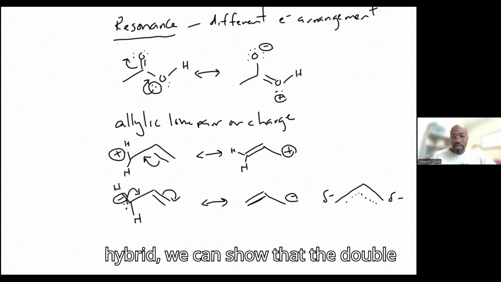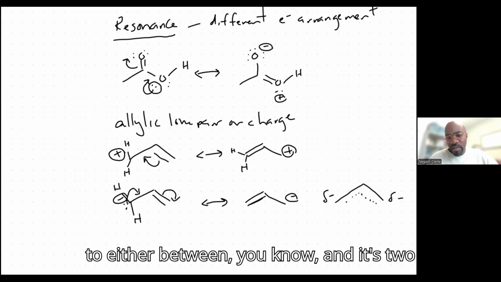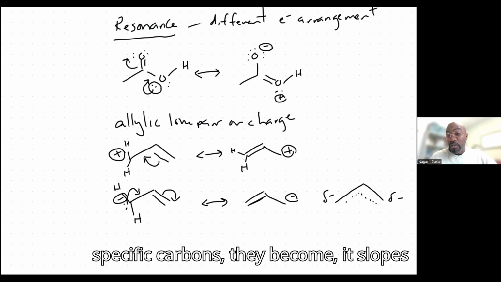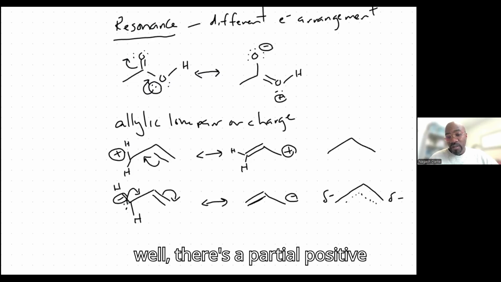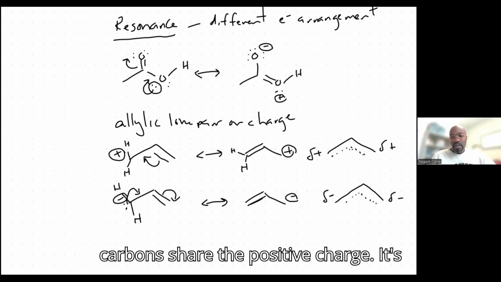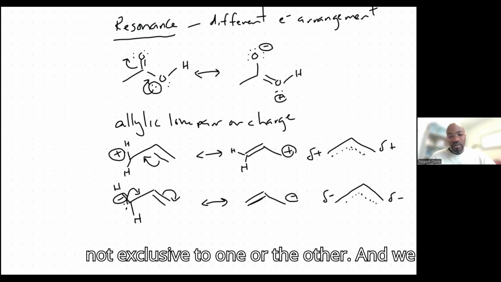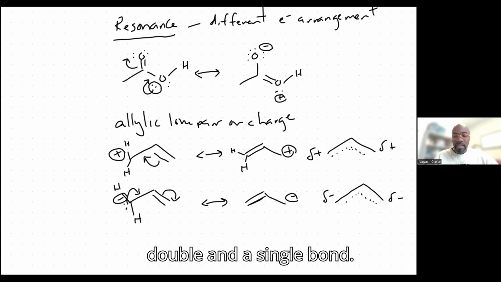So if we do a hybrid, we can show that the double bond, the pi electrons, aren't confined to any 2 specific carbons. It floats between the two. We can do the same thing with positive charge. We can say there's a partial positive on either carbon, meaning both carbons share the positive charge. It's not exclusive to one or the other. And we can do the same measurement and see that the bond length is somewhere in between a double and a single bond.